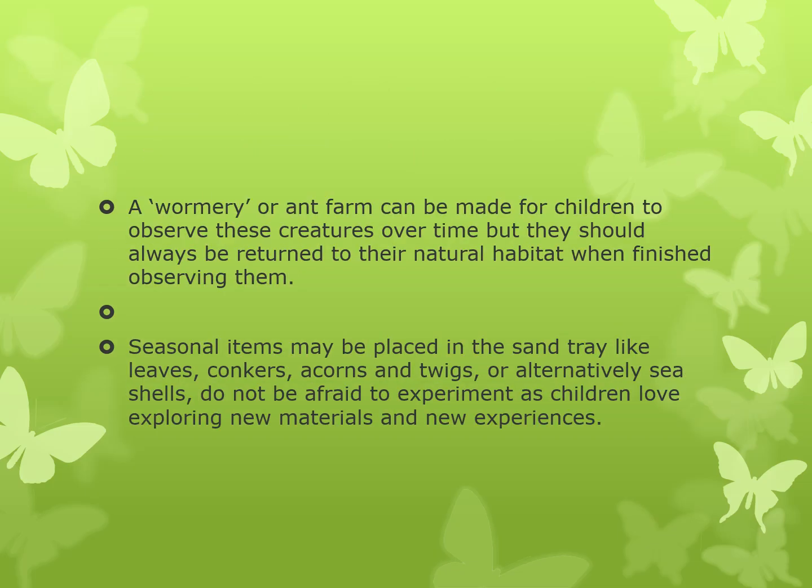A wormery or ant farm can be made for children to observe these creatures over time, but they should always be returned to their natural habitat when finished observing them. Seasonal items can be placed in the sand tray, like leaves, conkers, acorns and twigs, or alternatively seashells. Do not be afraid to experiment, as children love exploring new materials and new experiences.